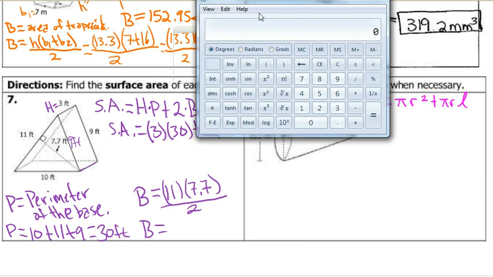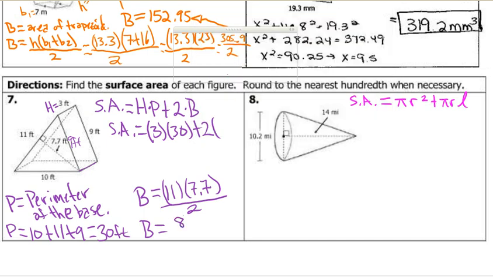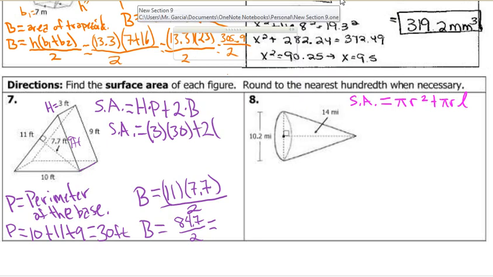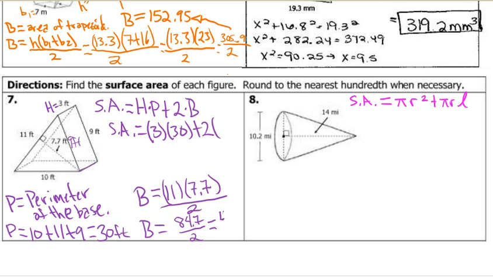So let's do this real quick. 11 times 7.7 equals 84.7. So that's here, 84.7. And then I still got it divided by 2. Divided by 2. So 42.35. And this is going to be feet squared, since it's area, feet squared.